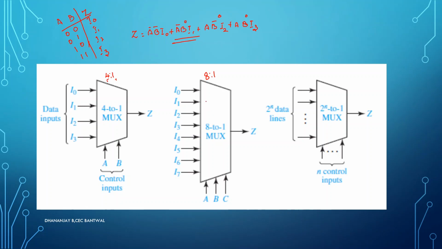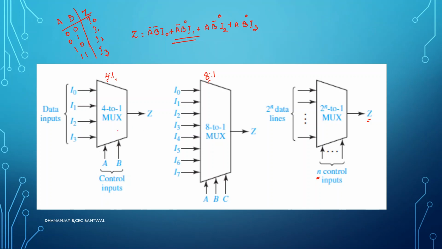Similarly, for the 8:1 mux, 8 is the data inputs. And 2 to the power how much is 8? 2 to the power 3. So you have 3 selector inputs. And 1 is your output. In general, if there are 2 to the power n data input lines, there are n control inputs and 1 output. This is what this block diagram corresponds to.